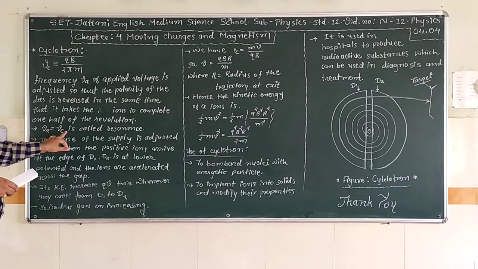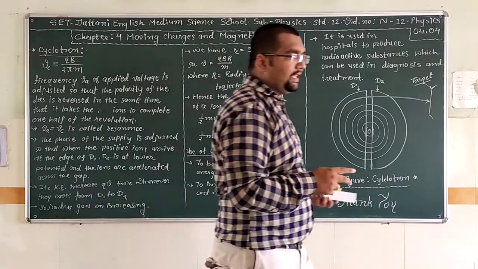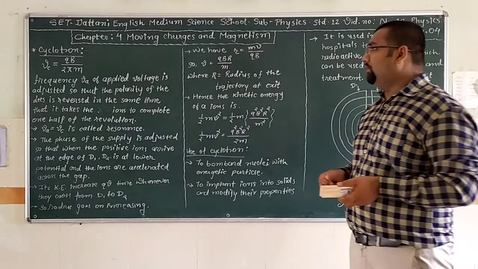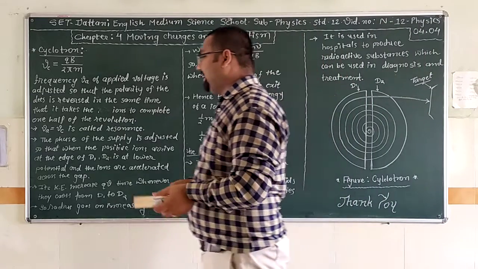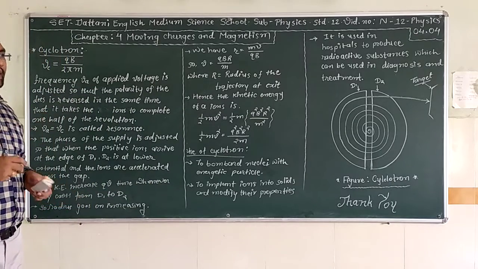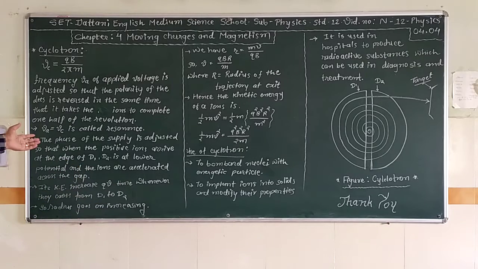Va equal to Vc is called resonance. Here Vc is the frequency of the cyclotron and Va is the frequency of the applied voltage. Both frequencies must be the same, and this event is called resonance.